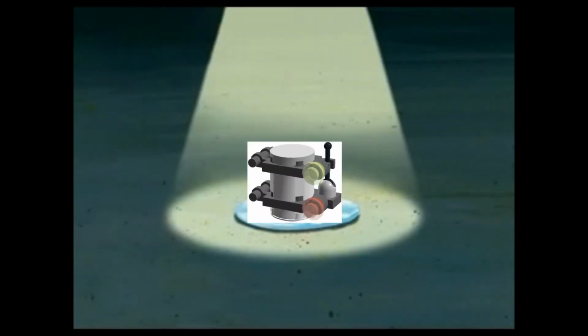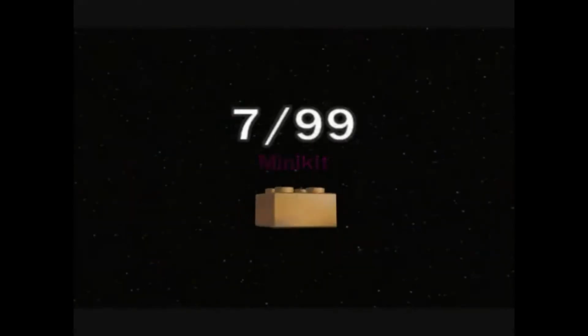Sounds like a lot of hoopla to make over a little Minikit. Right? Wrong! I mean, finding all 10 in the level gave you a golden brick.